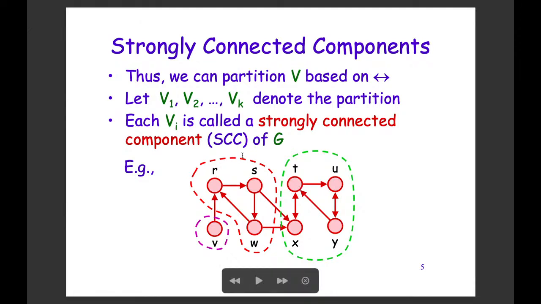Here we are classifying the vertices by whether they are mutually reachable to each other. In that case, we have this red group of vertices, then this green group of vertices, and then this purple group of vertices.